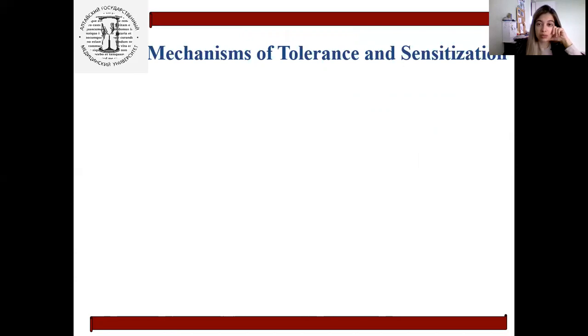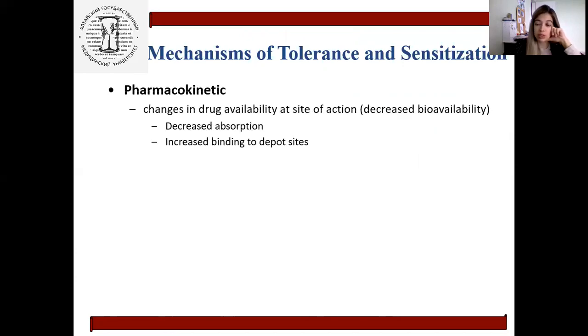Okay, what can be the mechanisms of tolerance or sensitization? It can be the result of pharmacokinetics, maybe changes in the drug availability at the site of action, decreased bioavailability of the drug, so less drug is absorbed. Maybe firstly your body absorbs the drug, but then it stops. It can also be increased binding to depot sites. We have the deposition of the drug in our body, for example, in fat. Some drugs are stored in the fat.